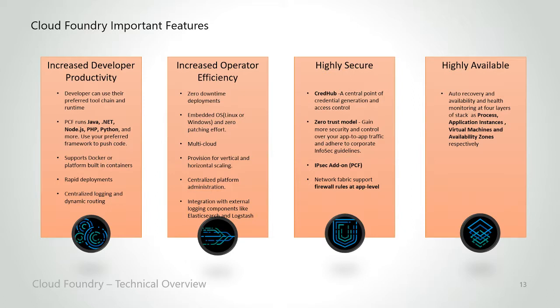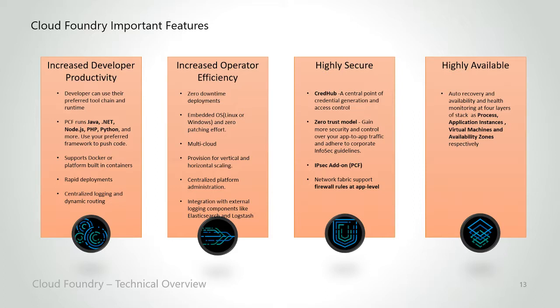It also provisions vertical and horizontal scaling. Vertical scaling is about adding more hardware resources in the same servers, and horizontal scaling is adding more commodity hardware. A lot of new technologies like NoSQL, Cassandra, MongoDB, and Hadoop support horizontal scaling. Cloud Foundry has the capability to do both. It has centralized platform administration and provides administrative capability and integration with external logging components like Elasticsearch and Logstash. The operator only needs to configure the corresponding components with minimal configuration effort.